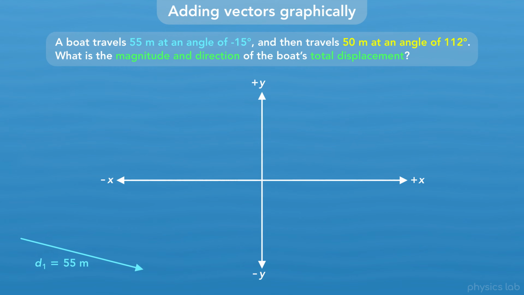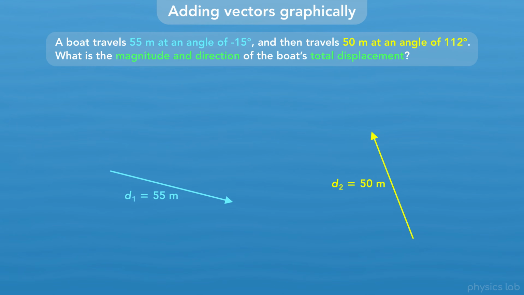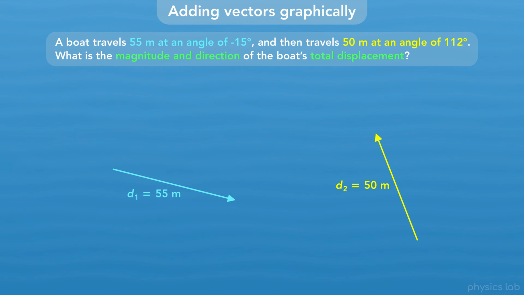Let's move this vector over here for now. The second vector has a magnitude of 50 meters and an angle of 112 degrees, so it's 50 meters long and it's 112 degrees counterclockwise from the positive x-axis. If we wanted to use the reference angle, then 180 degrees minus 112 degrees is 68 degrees. So now that we have these two vectors, how do we add them together?